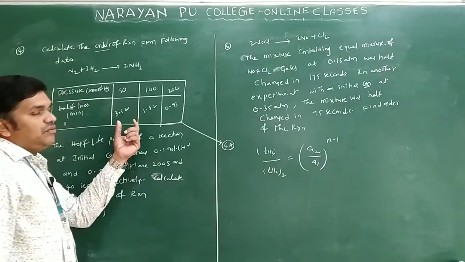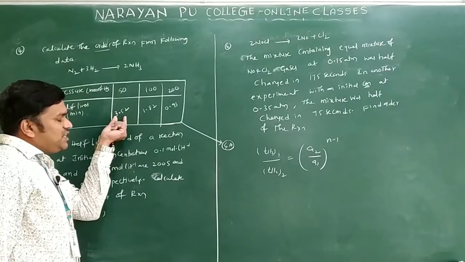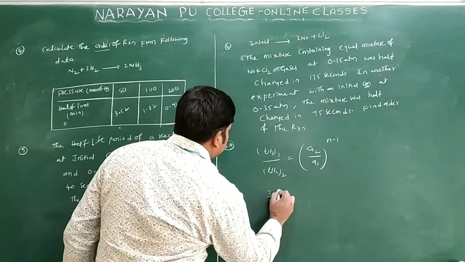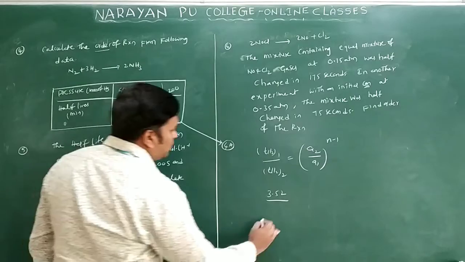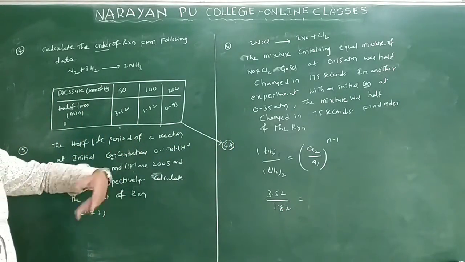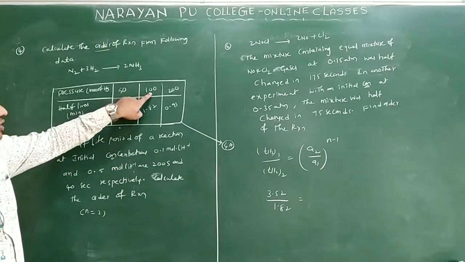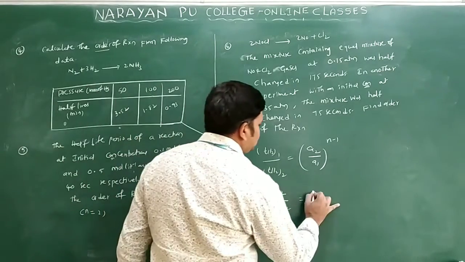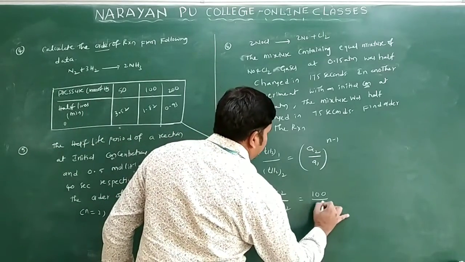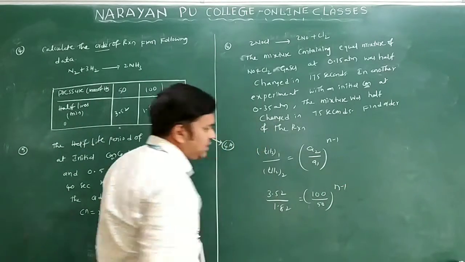You can take any one of the intervals. I will take this one half life. This is T1. This is T2. So this T1 suppose you are taking, how much you will take? This is 3.52. This is T2 suppose you are taking, this is 1.82. So initial concentrations, here pressures, are taken. This is A1. This is A2. A1 how much? 100. So this 100 by 50 whole power n minus 1.